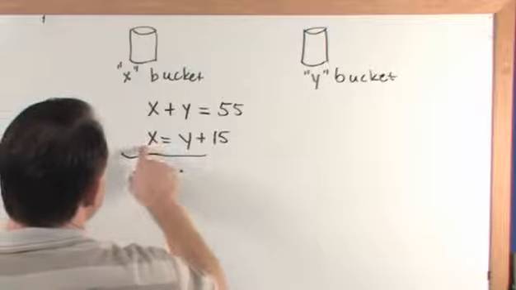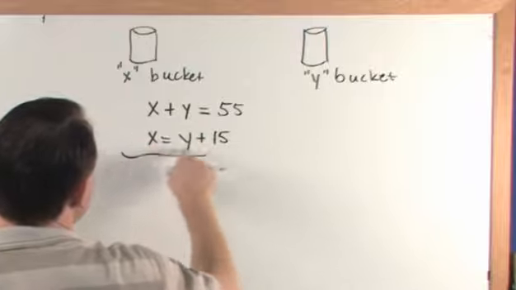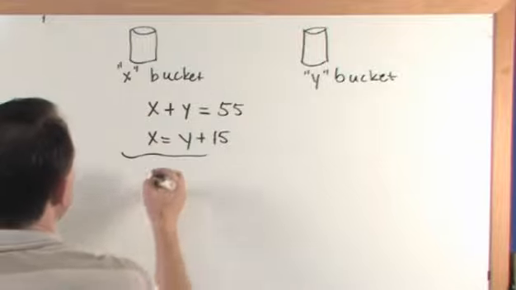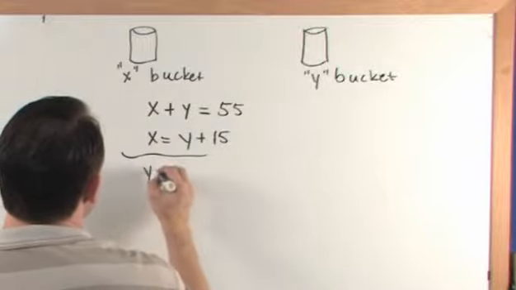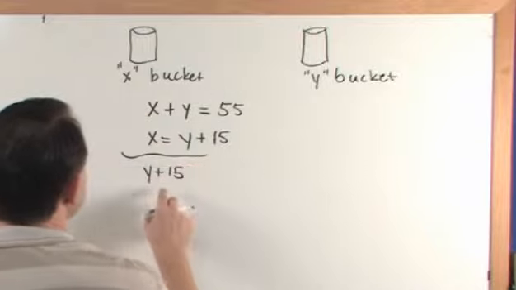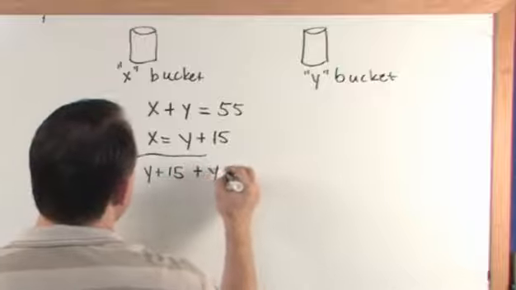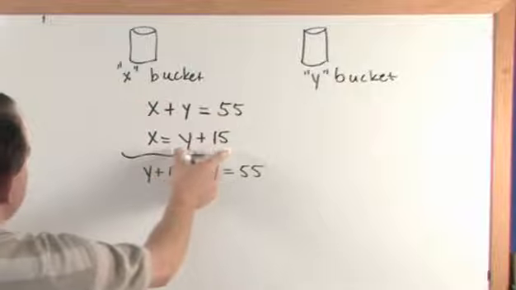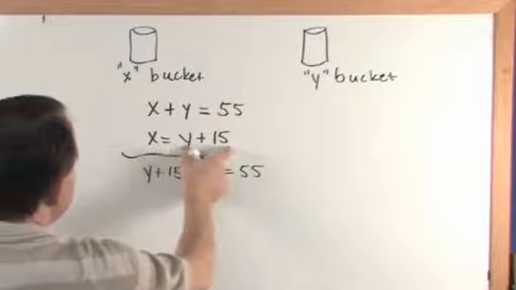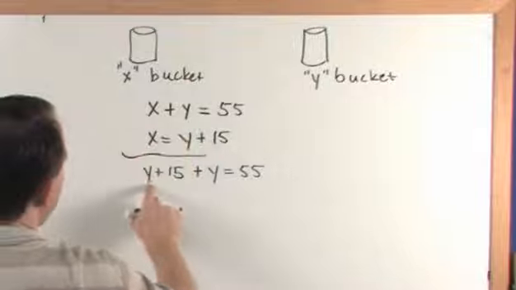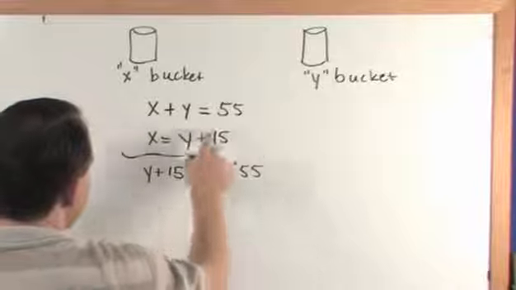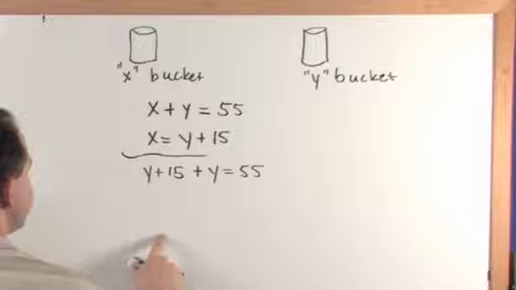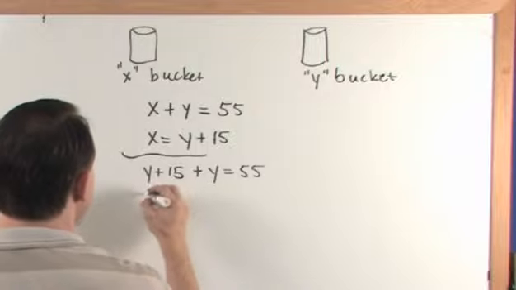What we're going to do, we have x plus y is 55, and we have x equals y plus 15. We're going to take this expression for x and plug it right back in there. So let's do that. y plus 15 plus y is equal to 55. All we've done is take the first equation and plug in the value for x. So y plus 15 plus y is equal to 55. And now we can solve for y. y plus y is 2y.